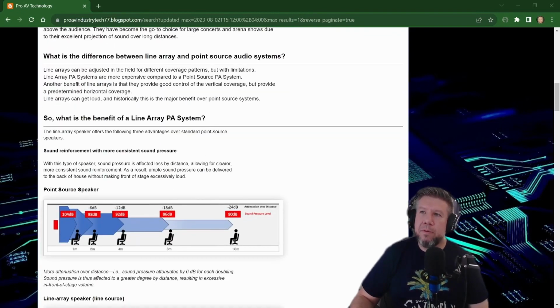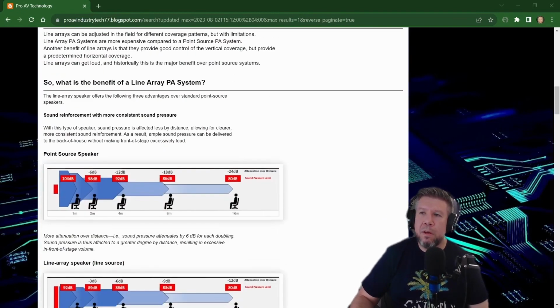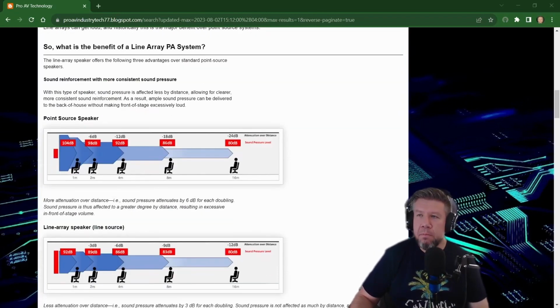So, what is the benefit of a line array PA system? I go through describing a line array PA system and comparing it with a traditional point source speaker. For instance, a point source speaker, if it's close to an audience, will be loud. Let's say you've got an audience sitting in front of a normal point source speaker. The first person in front here at 1 meter will experience that speaker to be very loud. Go 2 meters back, you start losing sound pressure. Go a little bit further back, you start losing more sound pressure, and so on and so forth. And by the time you get to a person that's quite far away, you've got a significant drop in sound pressure.